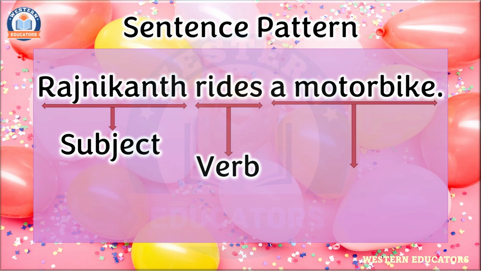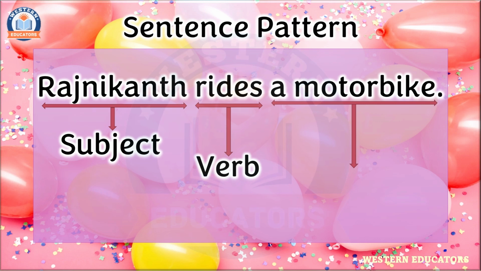Whenever we have a sentence, we have to find out how many persons and how many things are there in the sentence. We can see here Rajnikant and motorbike are the two nouns we have in the sentence, and one is a person and the other one is a thing. If we have two persons, or two things, or one thing and one person, it means that we may have a subject as well as an object in the sentence.